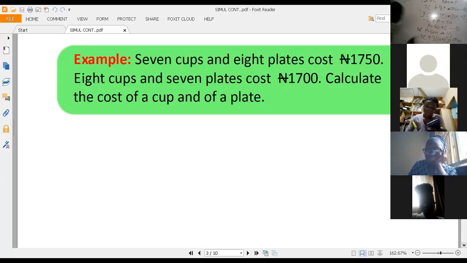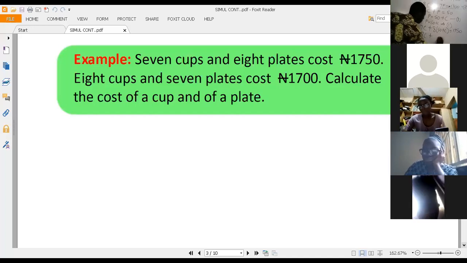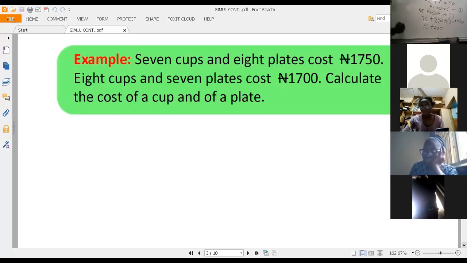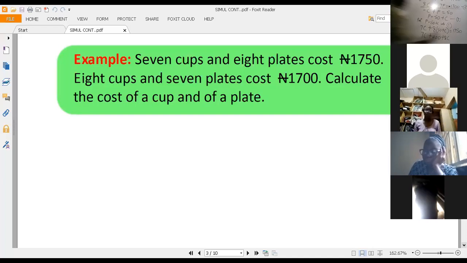Now, if you continue, you expand the bracket to open it up, you have 7C plus 8 times 50, which is 400, then you have 8C, which is equal to 1750. Now we have to collect the like terms. You have 7C, you have 8C, you have 400, and you have 1750. So that's what we just quickly do.